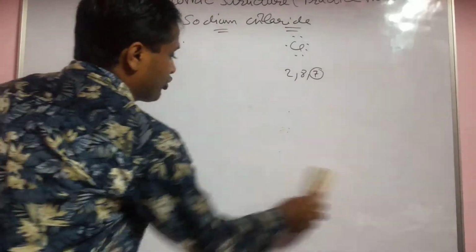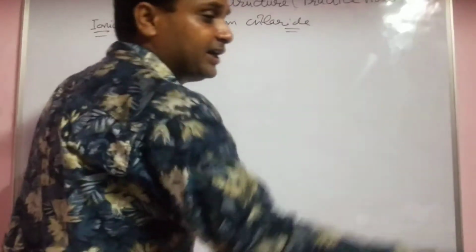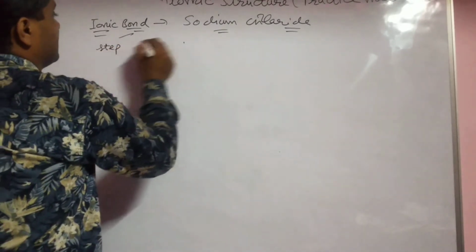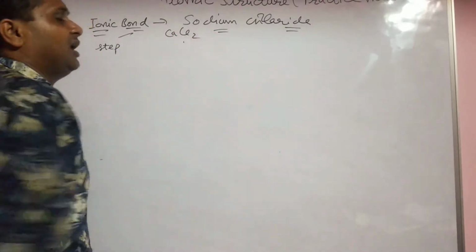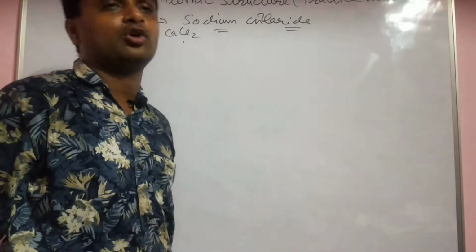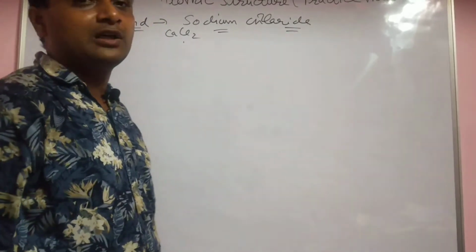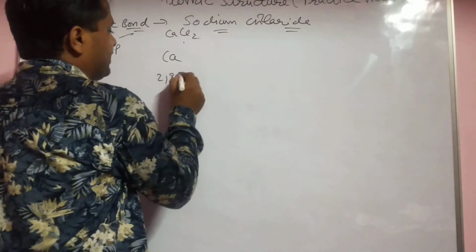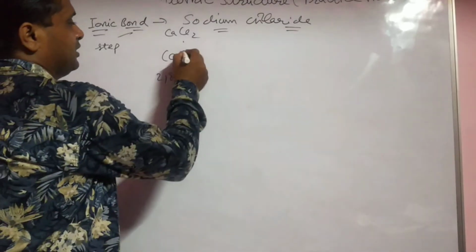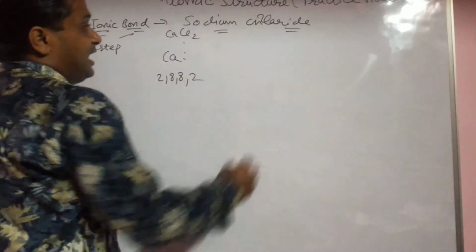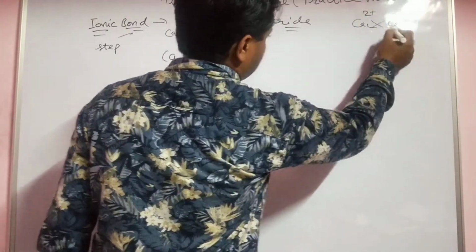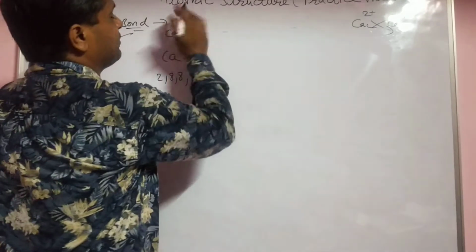Same, the next structure is for calcium chloride. Step 1, calcium chloride. I try to draw the Lewis dot structure. If you want to draw in circle form, it is very easy. Calcium 2, 8, 8, 2. First of all, write the configuration. Here 2 electrons, and by using crisscross you are able to do it very easily. Yes, calcium chloride.